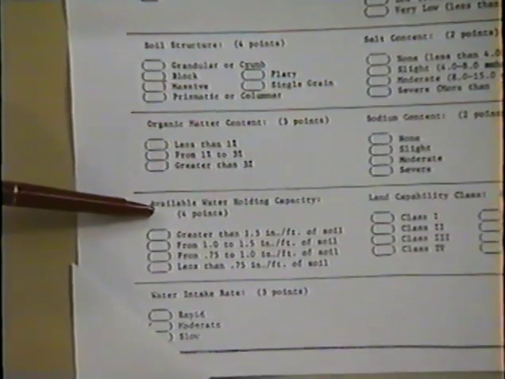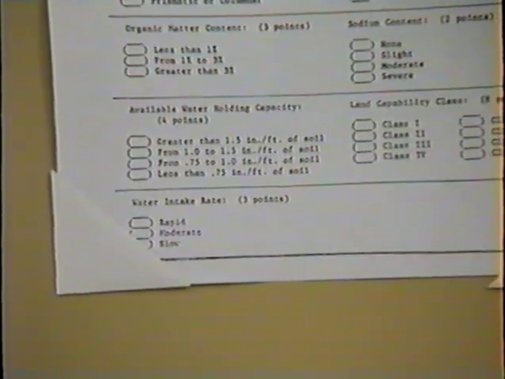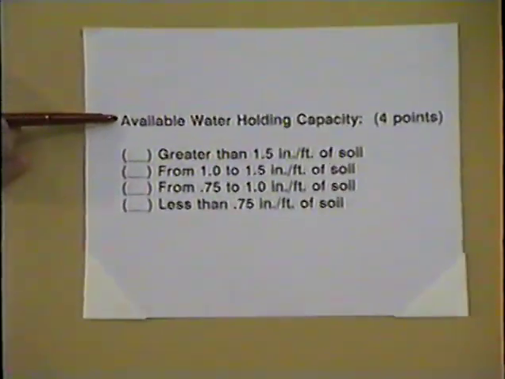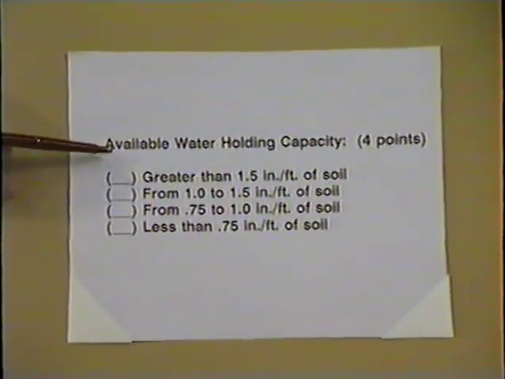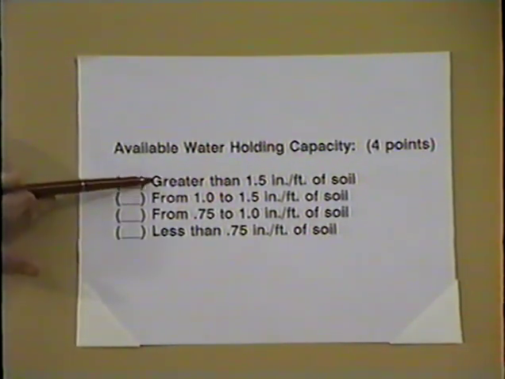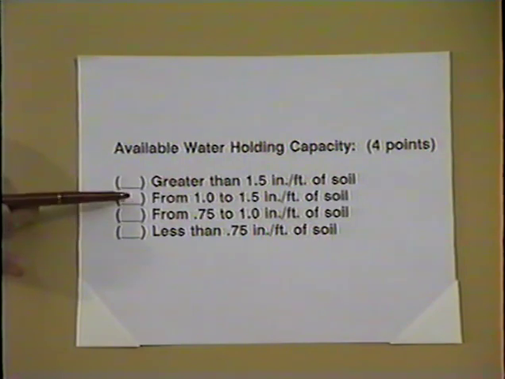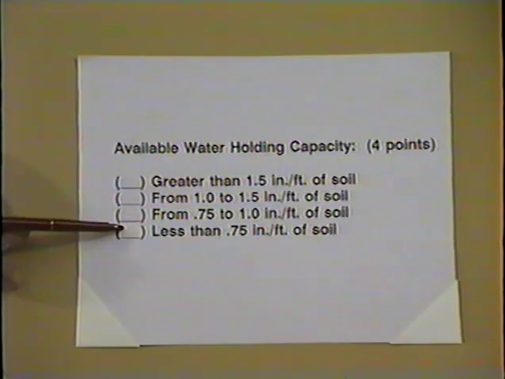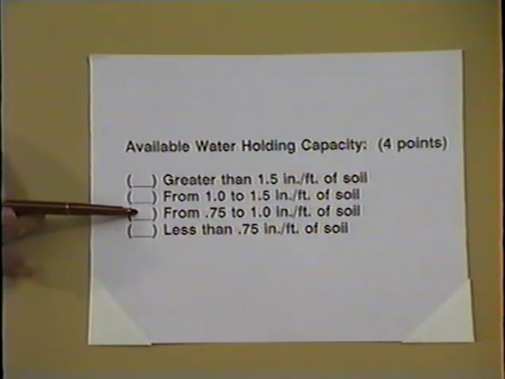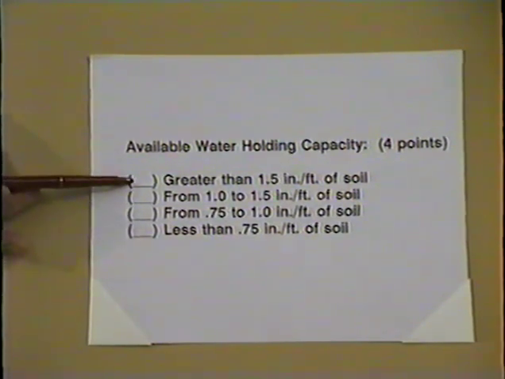Now we need to talk about the available water holding capacity of the soil, the water intake rate, and other factors that have to do with the soil profile. Now, the available water holding capacity of the soil, and now we're still talking about the surface foot. We talk about it having a high water holding capacity if it holds more than 1.5 inches per foot of soil. If it's from 1 to 1.5 inch, it's considered moderate. Anyway, these are the categories that we use to evaluate the ability of the soil to hold water once it's applied as irrigation water.